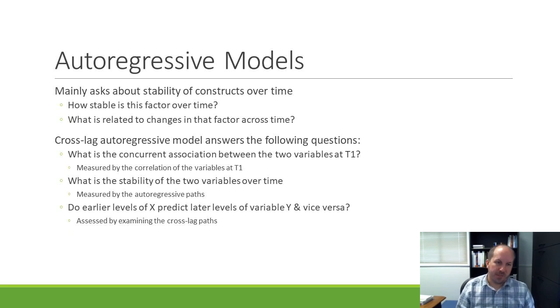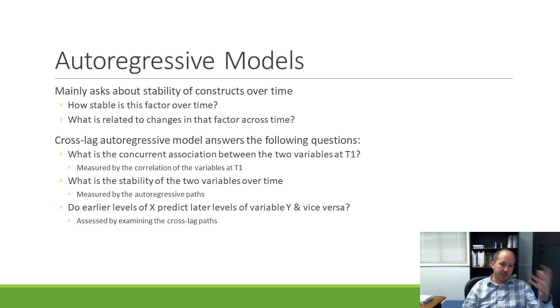So the questions that this asks are mainly about stability of factors across time. They also ask a lot about relationships to change of these factors across time. When we get into the cross-lag models, which was the example before, we also get to ask questions about the concurrent association between two variables at time 2, the stability of those across time, and how they impact each other across time.